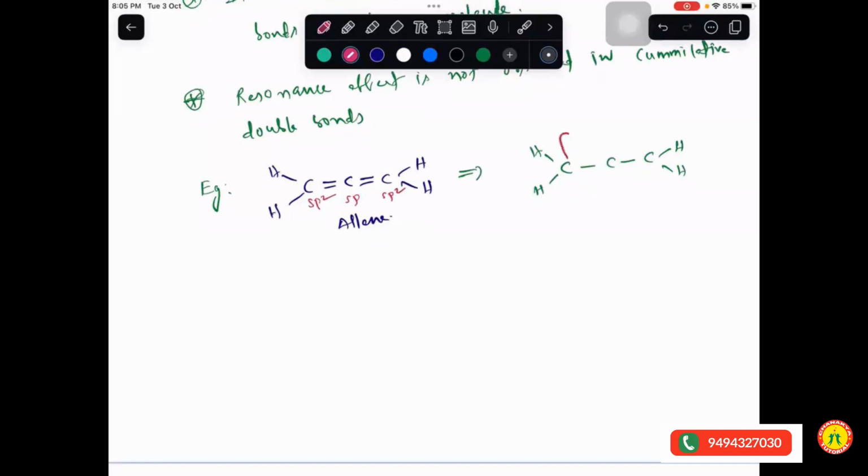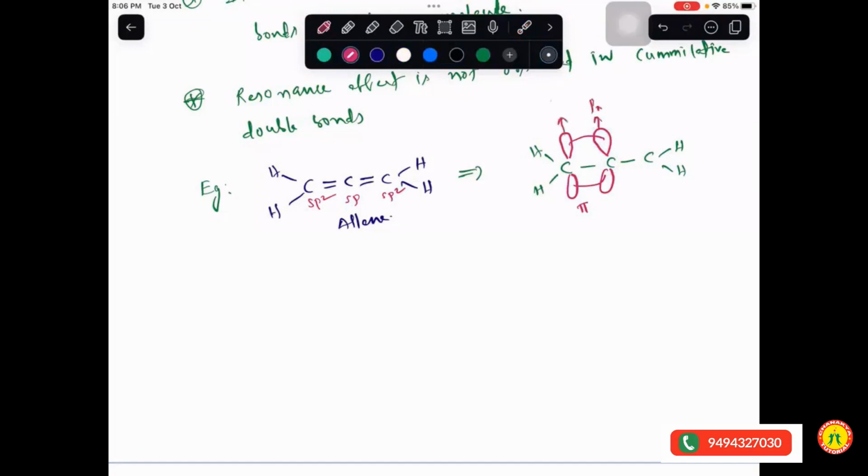Listen carefully. If one pi bond is forming like this, and the same carbon is forming another pi bond here, then the orbitals should be pure p orbitals. Two pure p orbitals on one atom in the same plane is impossible. All p orbitals are perpendicular to each other. So one p orbital, suppose I'm taking it on the x-axis, this is px.